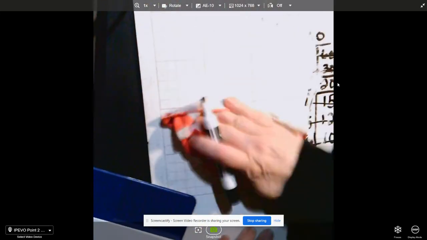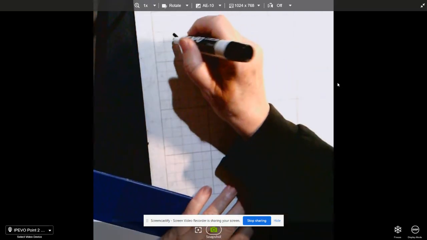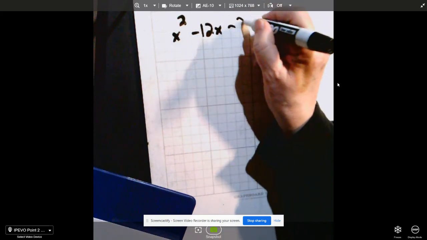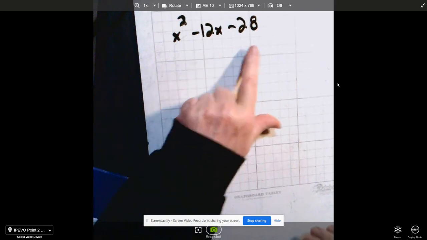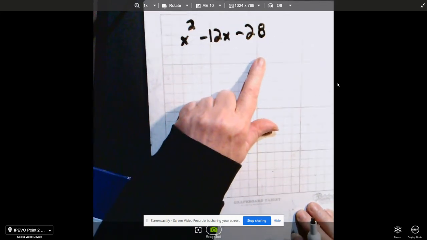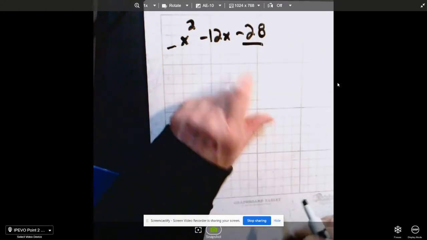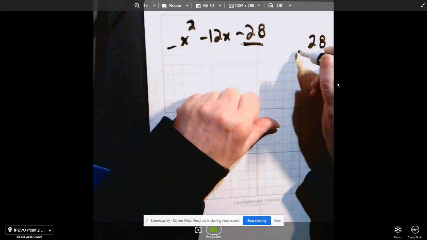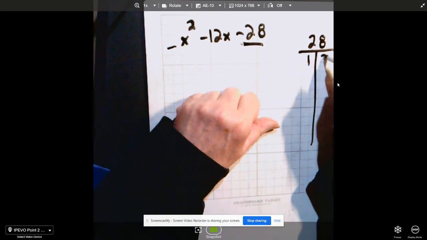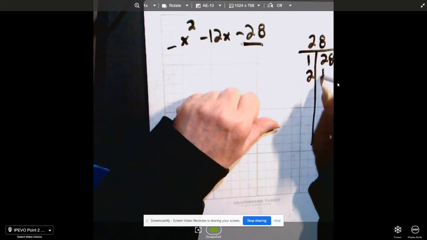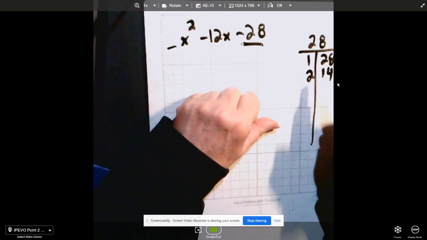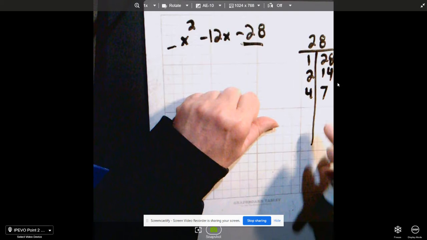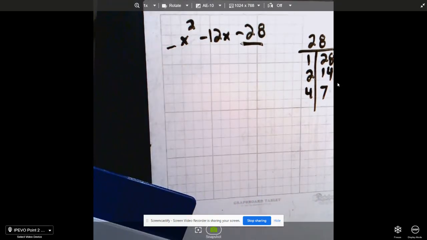We'll do one more. I have x squared minus 12x minus 28. So now I'm going to see, can I take out a greatest common factor, which I can't. I'm going to multiply my a and my c values. I ignore the sign and just do them as positive. So 1 times 28 will be 28. I'm going to write down all my factors: 1 and 28, 2 and 14, 3, nope, 4 and 7, not 5, not 6, 7 and 4 we already have. So this looks like a pretty comprehensive list.